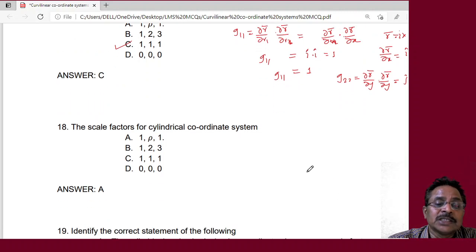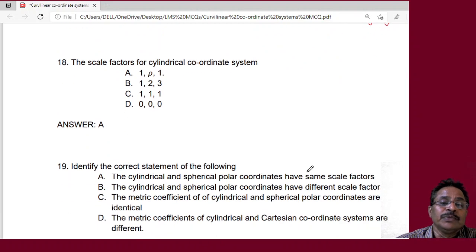Now scale factors for the cylindrical coordinate system. To get the scale factors for the cylindrical coordinate system, we have to go for simple calculations.